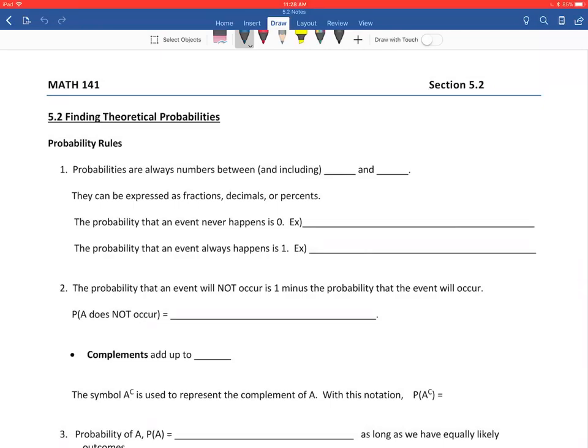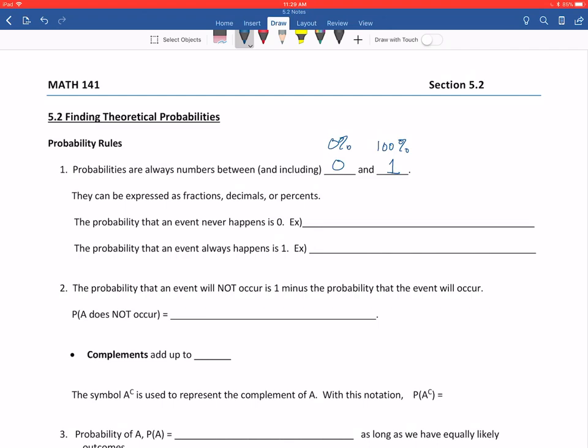Section 5.2, Finding Theoretical Probabilities. Okay, there are 4 probability rules that we're going to go through in this lesson. The first one is that probabilities are always numbers between and including 0 and 1, or in percentage form, we might call that 0% and 100%. You can give your answers back as fractions, decimals, or percents, so just pay attention to how MyLabs Plus asks for the answer back in order to get those correct.